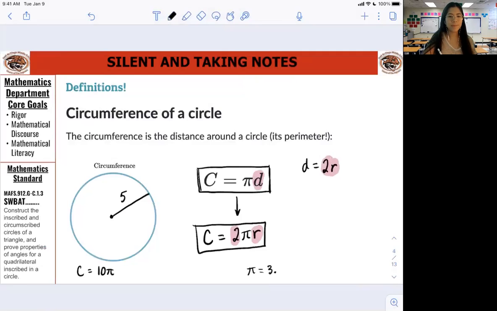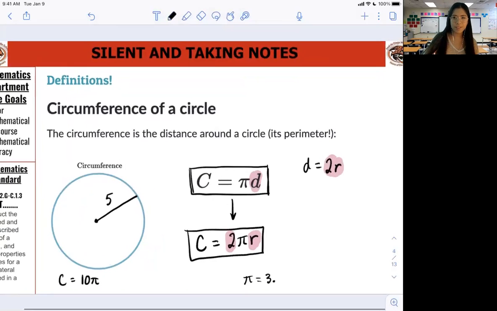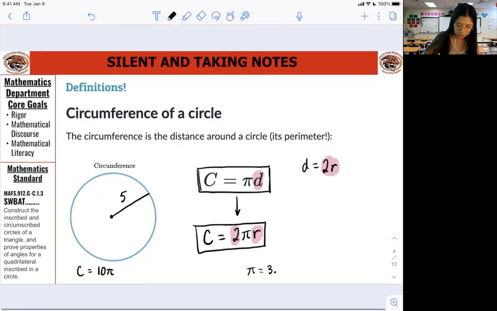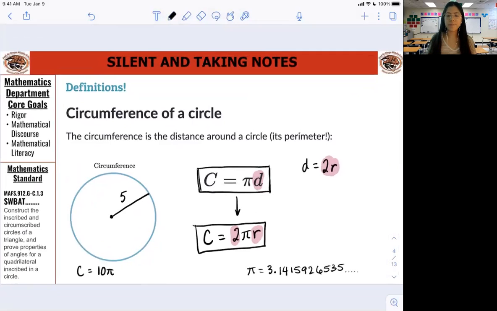Who remembers? I know Daniel remembers. Daniel, you remember what pi is equal to? Are you guys in my classroom right now? Because if you're in my classroom, it starts with 3.1. So it's 3.14159265... It's very long, very, very long.